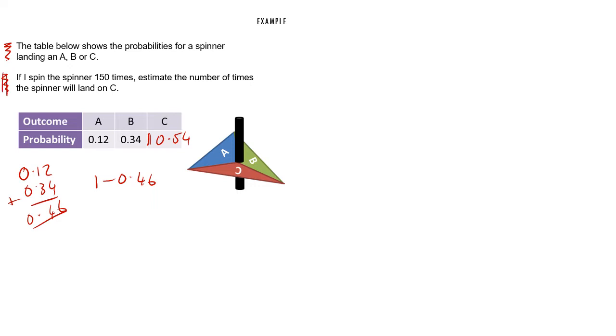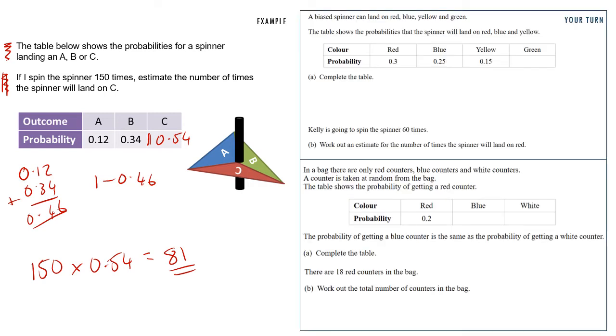Now the extra step we've got, if we spin it 150 times, to estimate the number of times that will land on C, we do 150 times the probability for C, and that comes out to 81 times. Have a try on these two, really similar again.